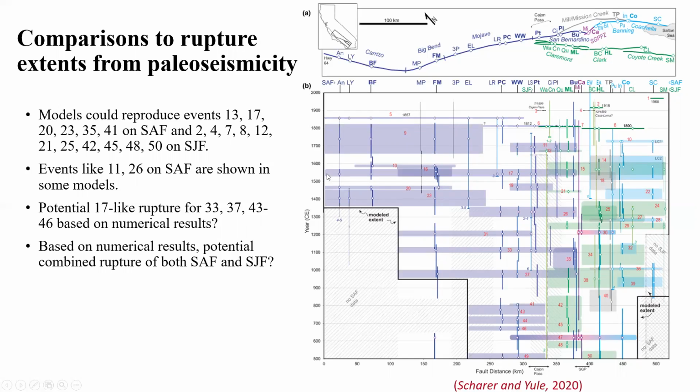And an interesting scenario is this one. It breaks the whole San Andreas fault in our model. And also there is a potential that San Andreas fault and San Jacinto fault break at the same time. And our model shows it is potential.